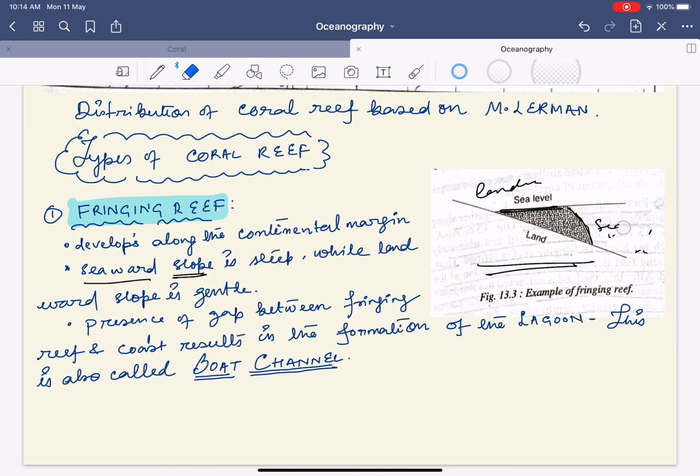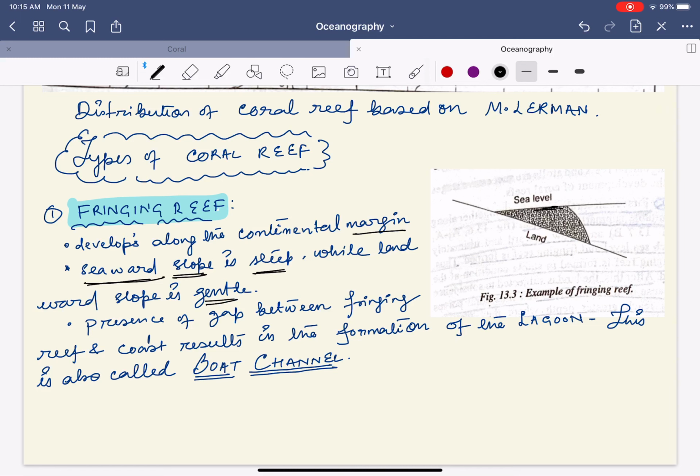It's that simple. So basically, what do we have about your fringing reef? Number one, it develops along the continental margin. Number two, the seaward slope is steep while the landward slope is gentle. Next, the presence of a gap between the fringing reef and the coast results in the formation of your lagoon. This is also called the boat channel. Understand this?